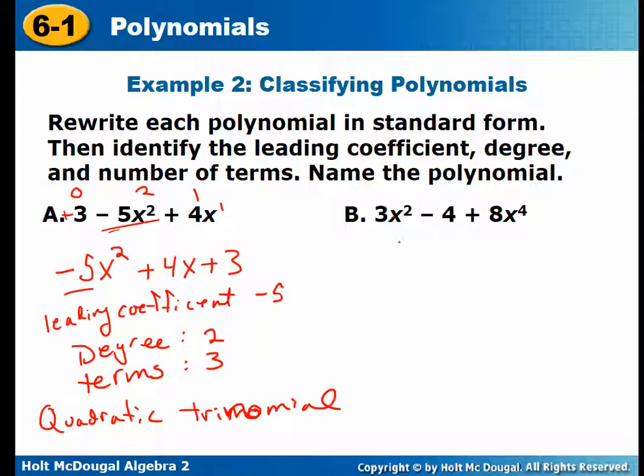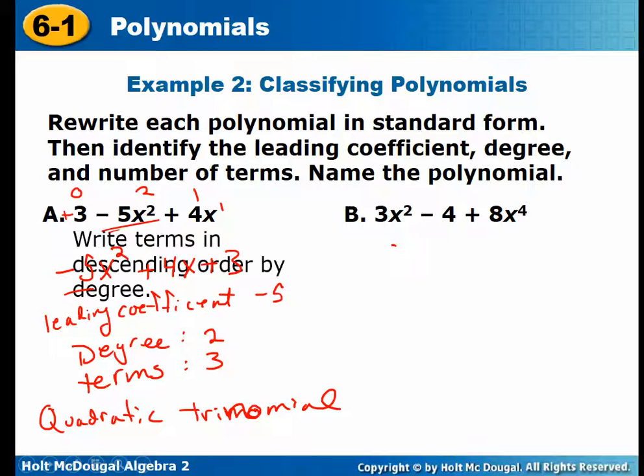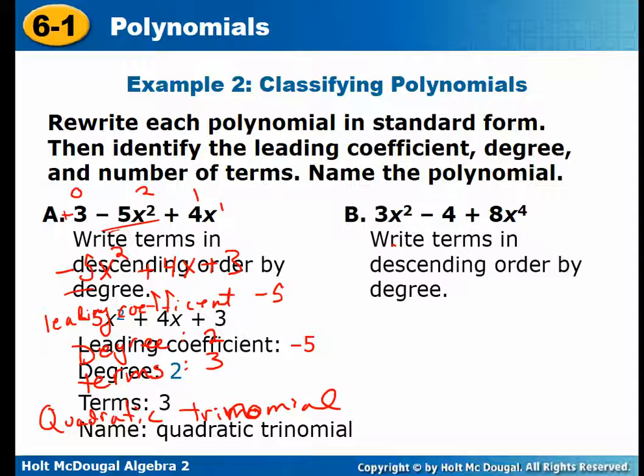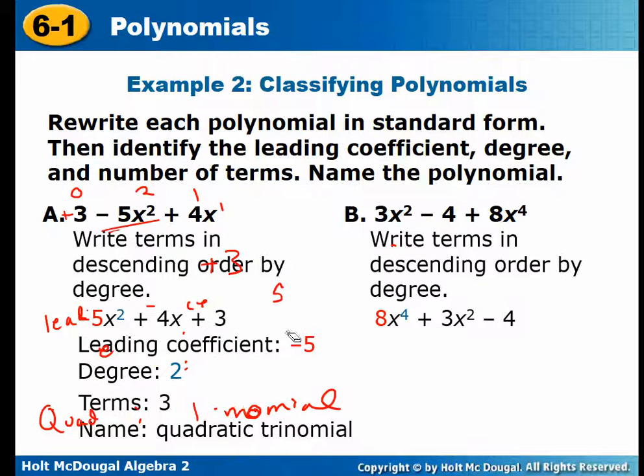Now in B, this has a degree of 2, this has a degree of 0, and this has a degree of 4. So when we write these, we have to put the 8x to the 4th first, and since the sign in front of the 8x to the 4th is positive, a plus sign, that's what we would write first. So we would have 8x to the 4th plus 3x squared minus 4.